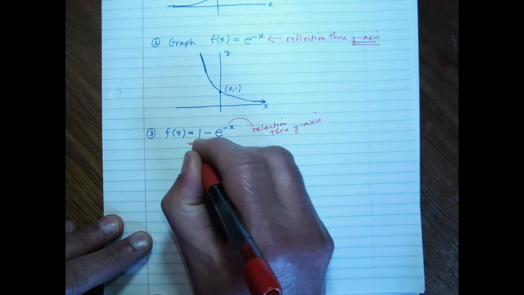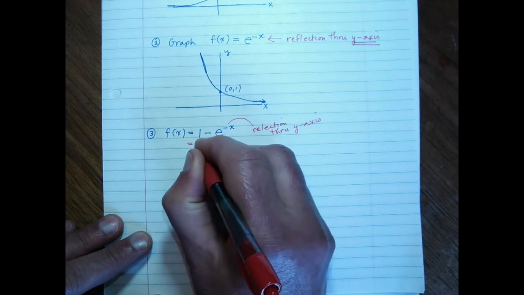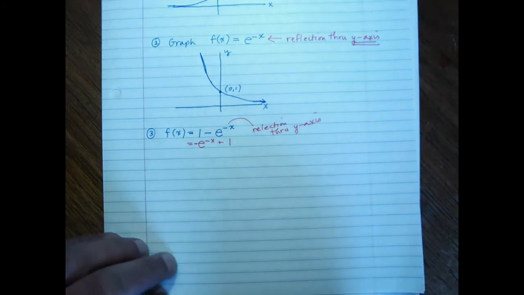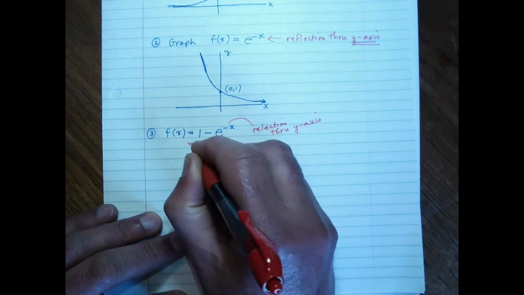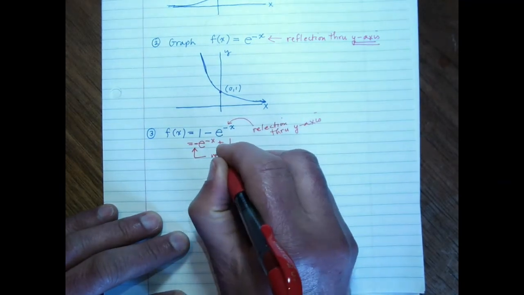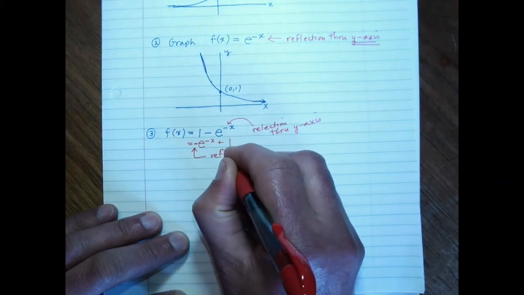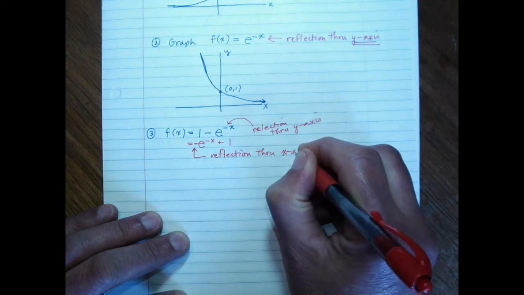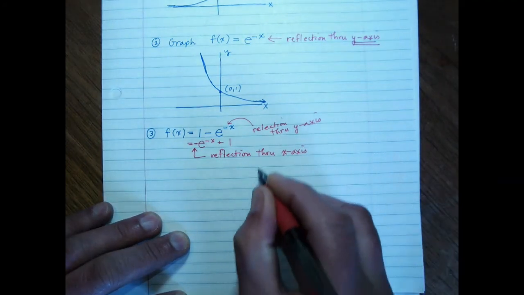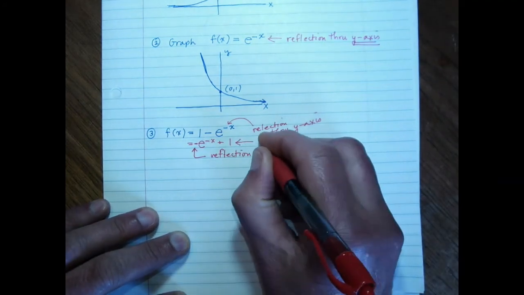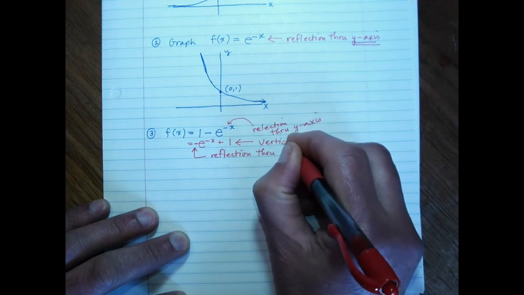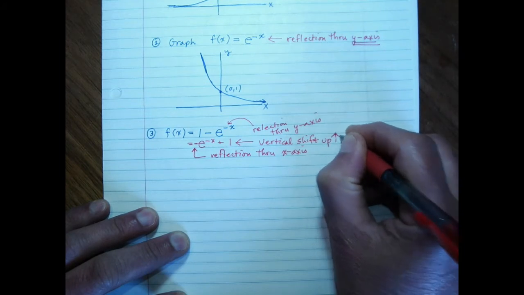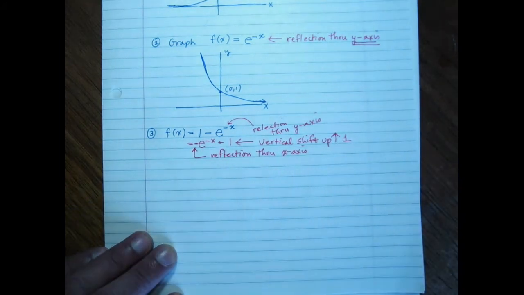We could think of this as minus e to the minus x plus 1. So we also have a reflection through the x-axis, both of them here, and we have a vertical shift. So I would say we have 3 transformations going on, including a shift up 1 unit.